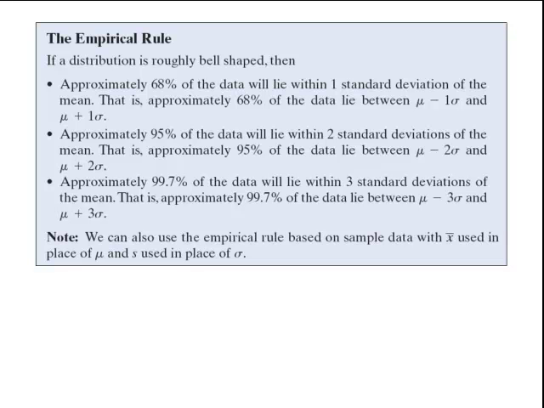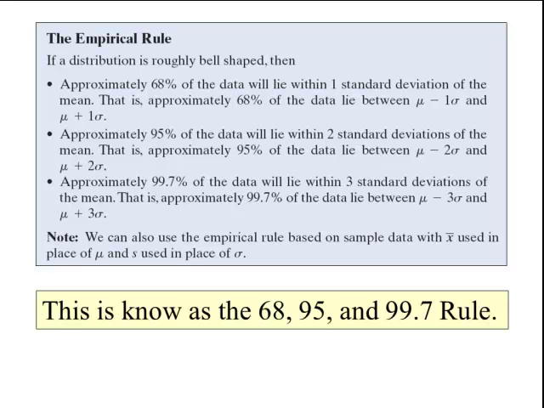Approximately 99.7% of the data, or just about all the data, will lie within three standard deviations of the mean. That is, approximately 99.7% of the data lie between the mean minus 3 times the standard deviation and the mean plus 3 times the standard deviation. This is known as the 68, 95, and 99.7 rule.